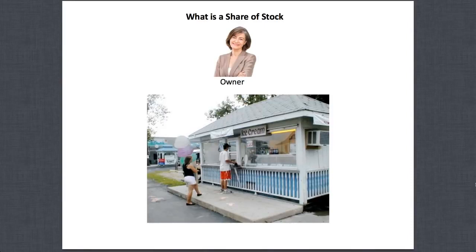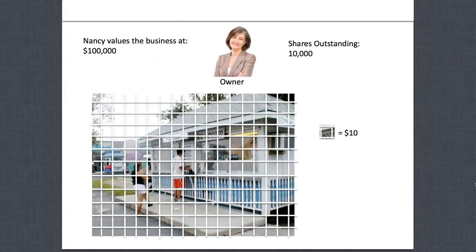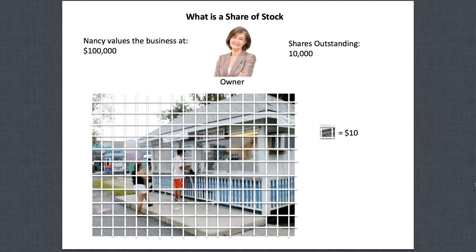So let's say she's having a hard time selling her business for $200,000 and now she's wanting to sell it for $100,000. So that ice cream stand that you see right there on the screen, she's trying to sell that small business for $100,000. And she's really having a lot of problems doing that. And so maybe she's going to break the company down into shares. Okay, so what is a share of stock?